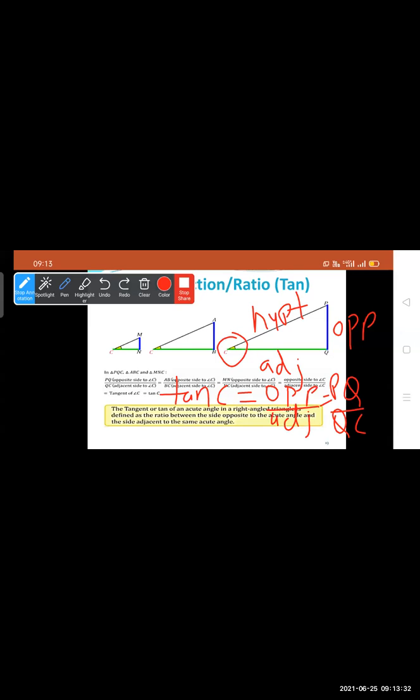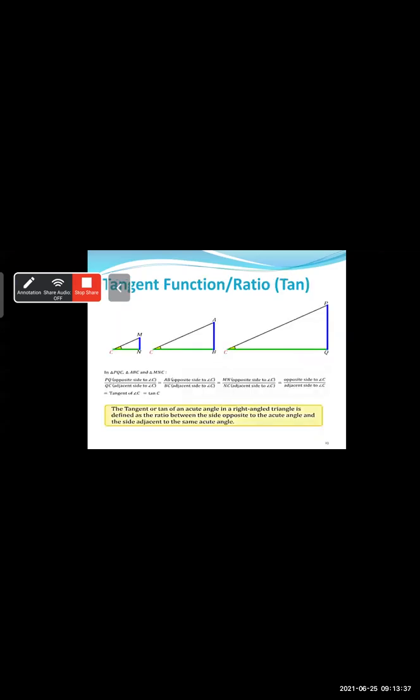Again we revise it. Here we find three ratios: sine ratio, cosine ratio and tan ratio. Sine function is the ratio of opposite to the hypotenuse, cosine is the ratio of adjacent to the hypotenuse, and tan is the ratio of opposite to the adjacent side. Okay students, in this way we see three trigonometric ratios, and then we find their reciprocals.